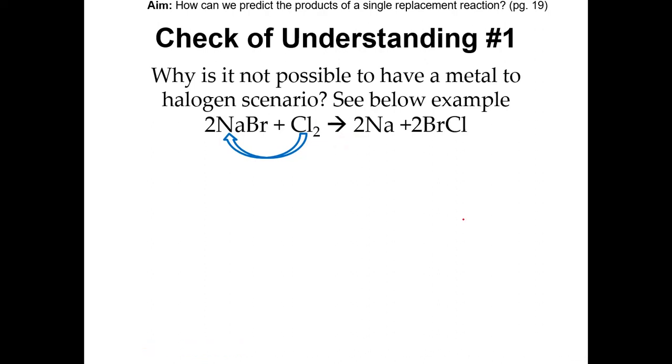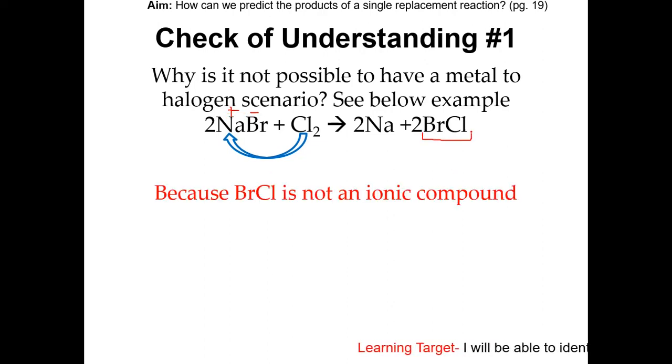If you recall from the previous slide, we have an ionic compound and we have to form an ionic compound in the products. BrCl is not an ionic compound because it's 2 nonmetals. Therefore, there is no scenario in which a halogen will replace a metal.